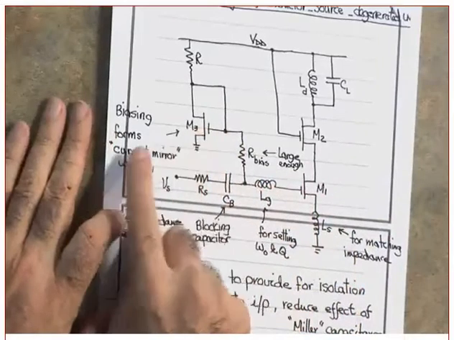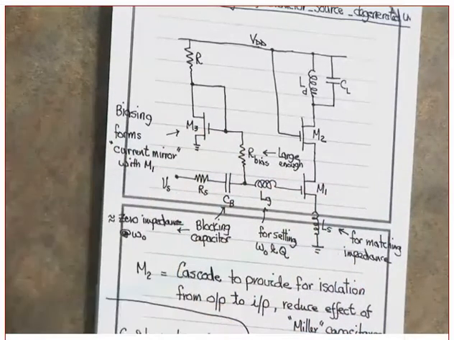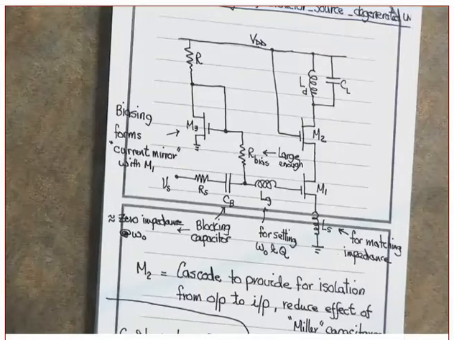The biasing here forms what is known as a current mirror. Do we know what a current mirror is? Have we taken it in different classes? Which one? 539?